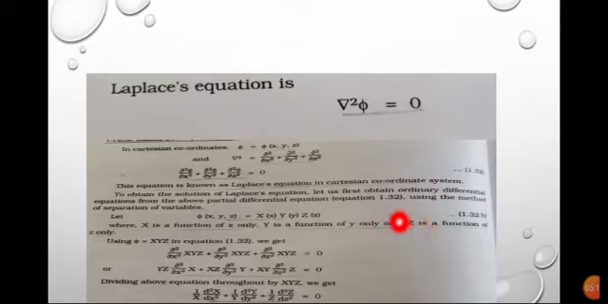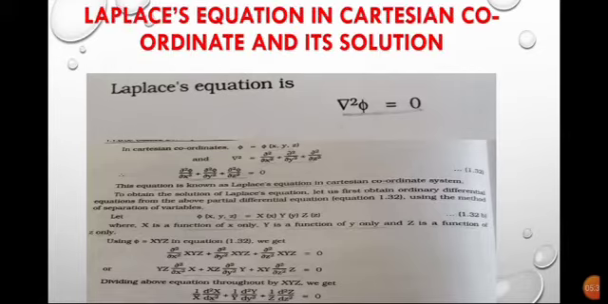Now we have to divide this equation by XYZ. So by dividing it, we have 1 upon X into d square X by dx square plus 1 upon Y into d square Y by dy square plus 1 upon Z into d square Z by dz square.